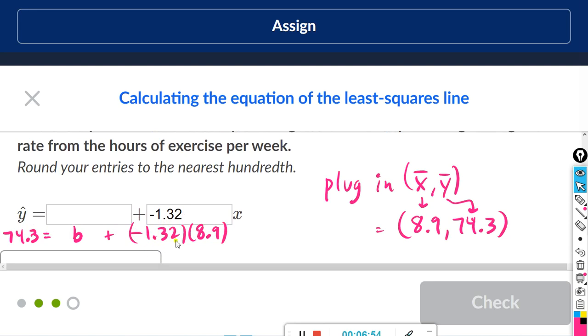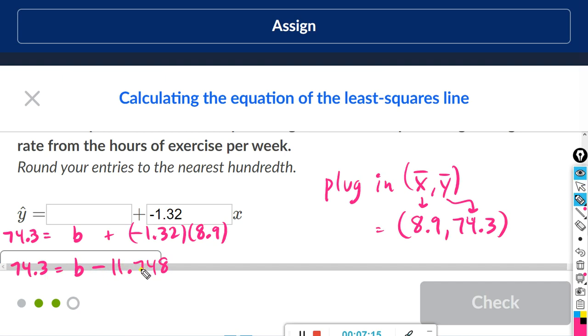All right. So I'm going to do this part on the calculator. I have 74.3, and that equals B. And I'm going to multiply these two on the calculator. Okay, and I get negative 11.748.